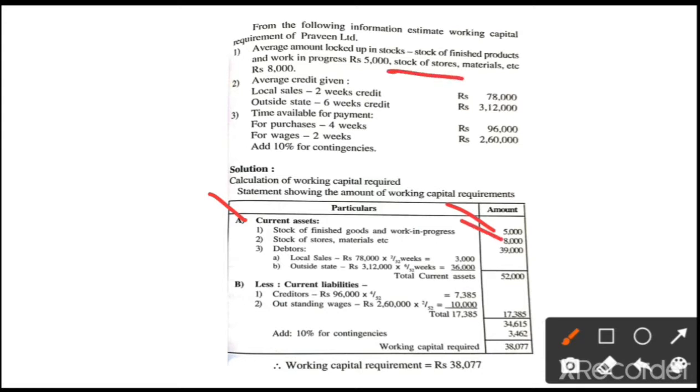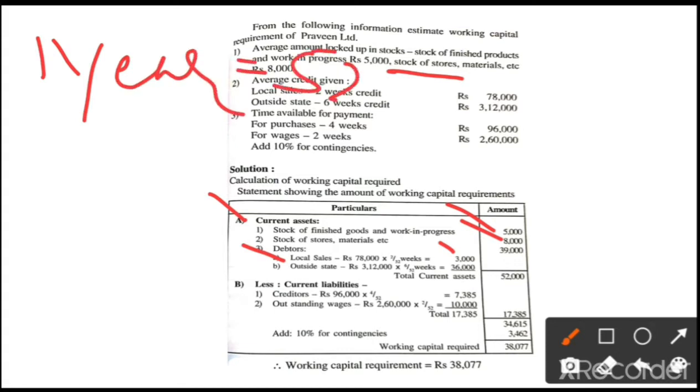This is also an asset. And again I told you, whenever we make credit sales, that is a debtor, and a debtor is a current asset. First one, local sales 78,000 into 2 weeks, because we cannot take the entire 78,000. Apart from the 78,000, how many weeks is the credit? That is the debtor. So, 78,000 into 2 by 52, and again 3,12,000 into 6 by 52. 52 is nothing but 1 year equals 52 weeks. Is it right or not? But in this problem the information is given in weeks.